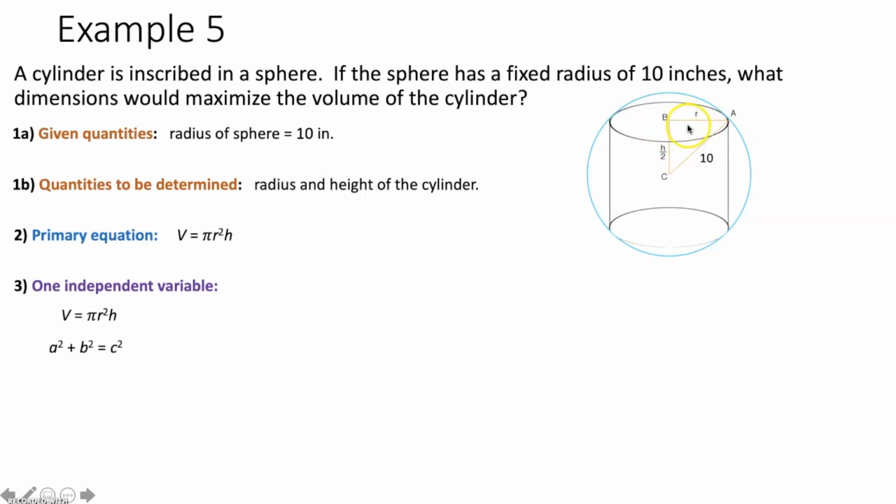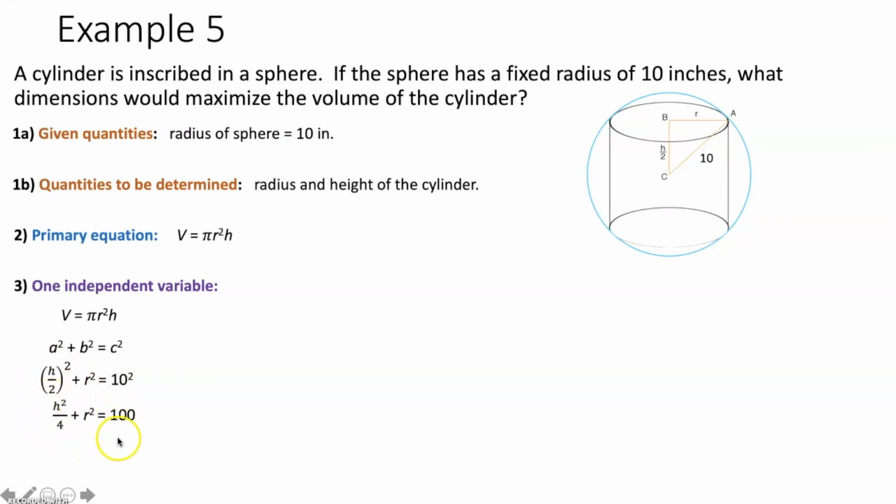We can go a squared plus b squared equals c squared. So it doesn't matter which one of these are a or b, it matters that 10 has to be your c. That's your hypotenuse. So I'm going to use this as my a, this is my b, and this is my c. So I'm going to go (h over 2) squared plus r squared is equal to 10 squared. Now I simplify: h over 2, the quantity squared, is just going to be h squared over 4.